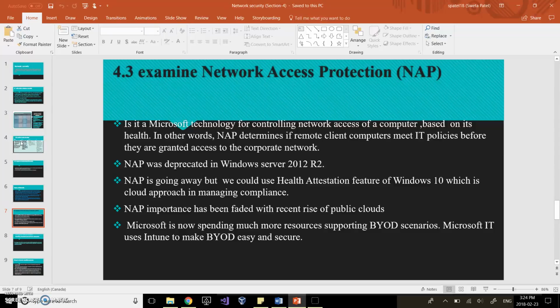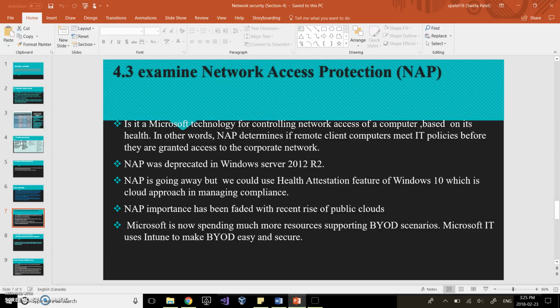The 4.3 topic is to examine NAP, Network Access Protection. It is a Microsoft technology for controlling network access of a computer based on its health. In other words, NAP determines if a remote client computer meets IT policies before it is granted access to the corporate network. NAP was deprecated in Windows Server 2012 R2 and is going away, but we could use the health attestation features of Windows 10, which is a cloud approach to managing compliance.